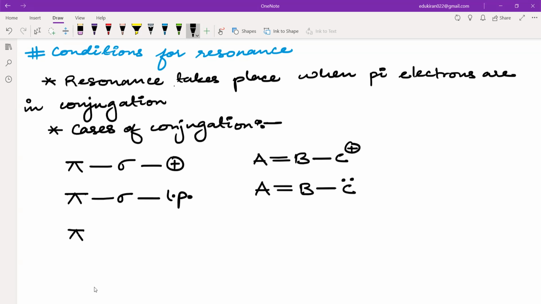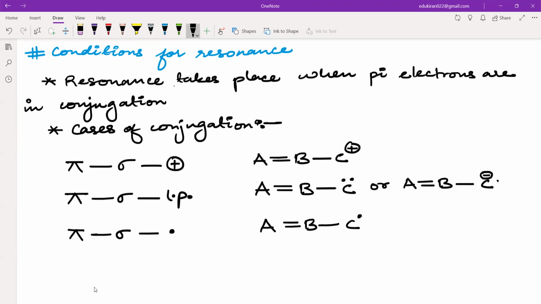Another example will be a sigma bond with a free radical here. You can show this as A double bond B, single bond C, and C has a free radical. Or you can also write this as A double bond B, single bond C, and a negative charge. This negative charge will always be accompanied by a lone pair of electrons. This is a free radical. Free radicals are formed by homolytic cleavage.